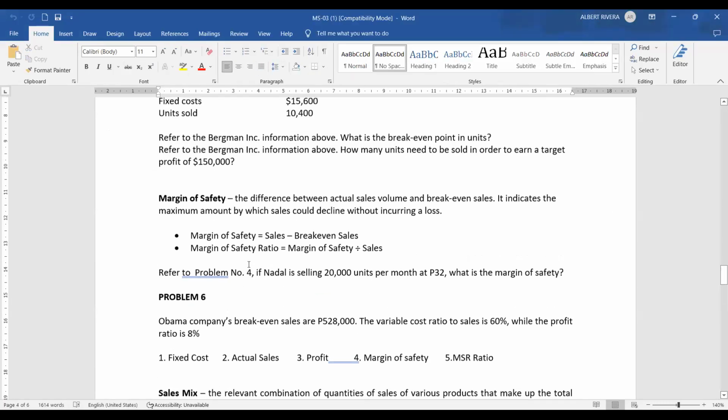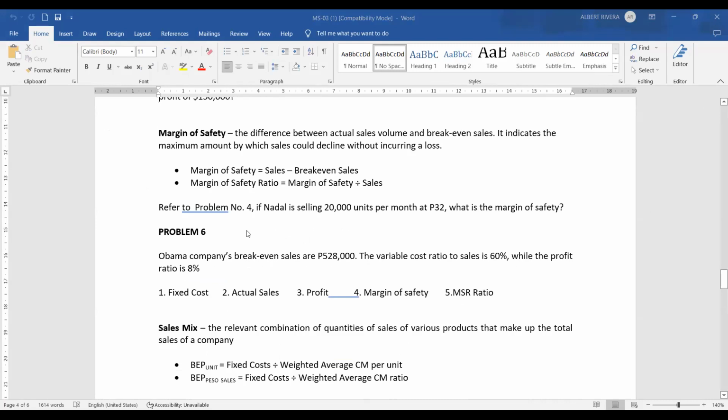So let's move to problem six. In problem six, there is another concept here. This is your margin of safety. Margin of safety is the difference between your sales minus the break-even sales. This margin of safety is used to determine the corresponding allowance as far as your stock is concerned, before your inventory runs out. So that margin of safety will be an identifier for the so-called reorder point. But the reorder point should be discussed in another quantitative techniques. So here, this is the difference between the actual sales minus the break-even sales. And this indicates the maximum amount by which sales would decline without incurring a loss. And that is somewhat related to allowance.